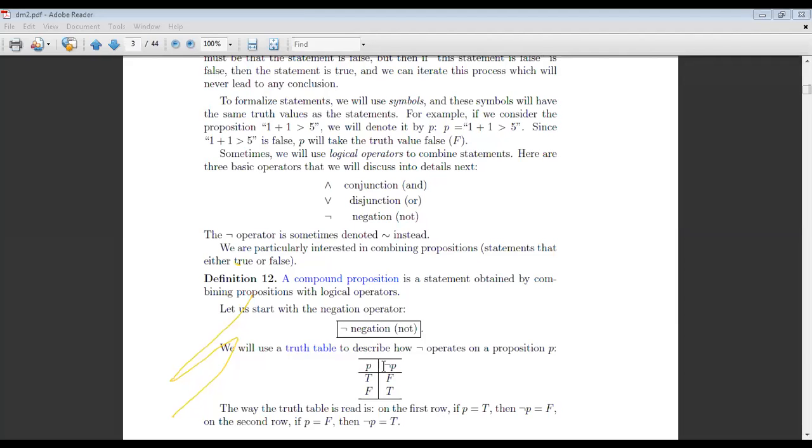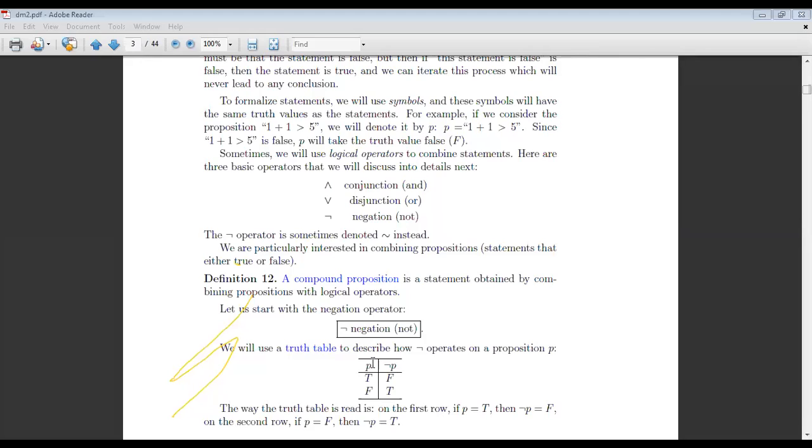So then negation of p. What will be the negation of p? Negation means the not of the proposition. So if the proposition is true, negation of p will be false, the opposite, that is not true. So what will be the negation of false? That is not false, that is true. So this is the truth table for negation.